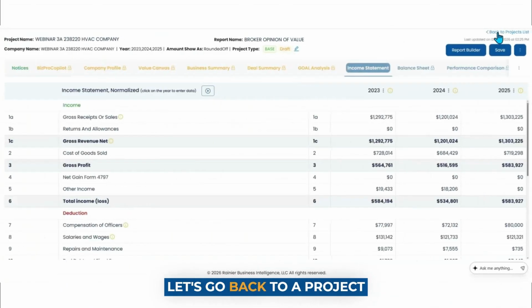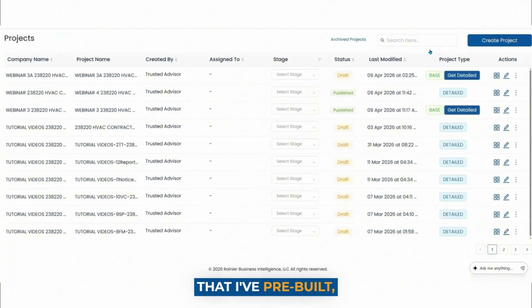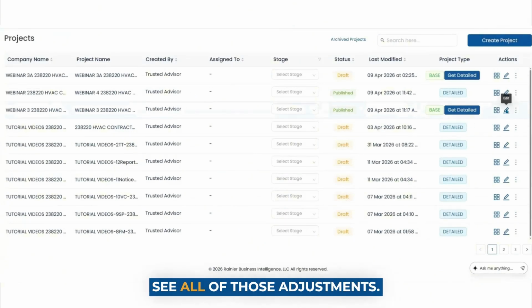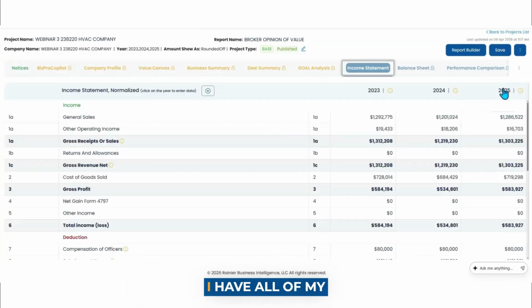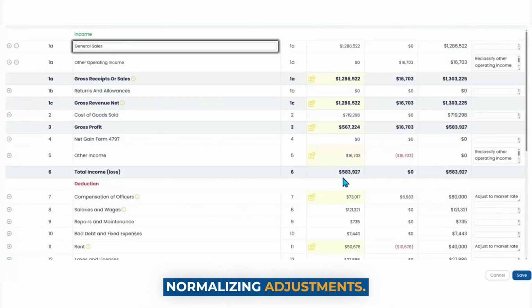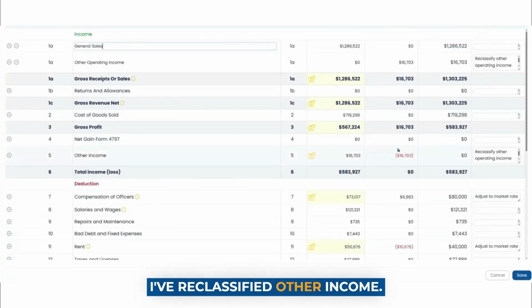Let's go back to a project that I've pre-built, and let's take a look and we'll see all of those adjustments. So here in my income statement, I have all of my normalizing adjustments. I reclassified other income. I added another row so that I could be transparent.